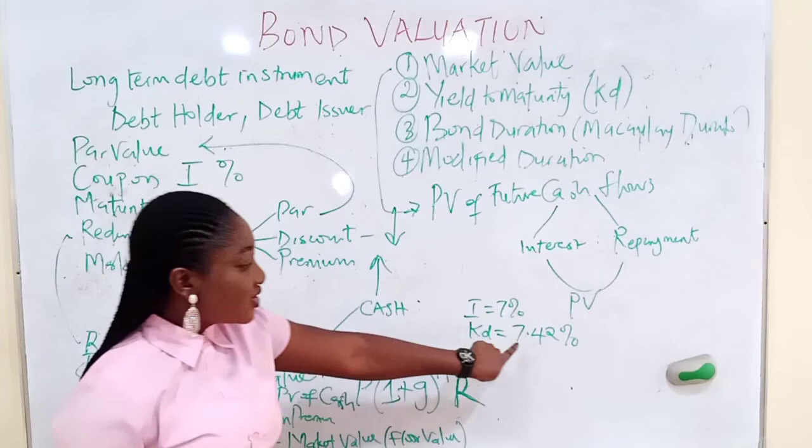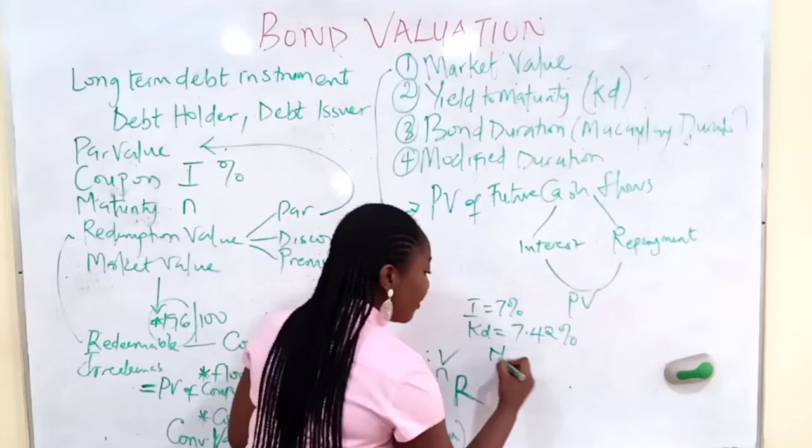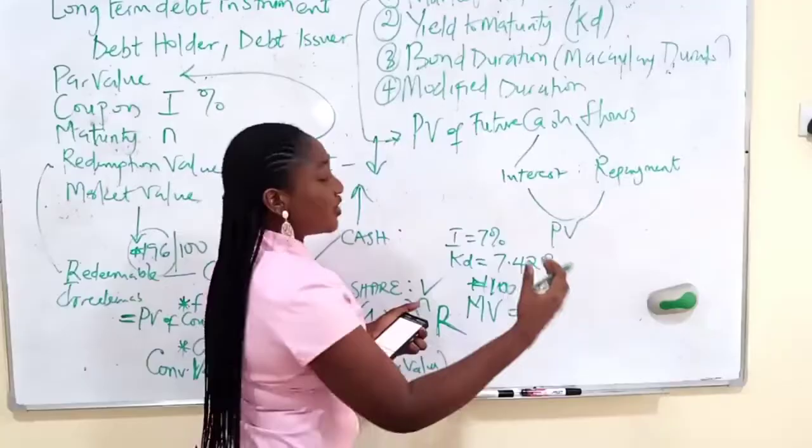See, it's even greater than the interest. It means that this investor, as you can already see from my explanation, will definitely have a lower market value, as in will pay less for a bond of 100 naira. Does it make sense? It makes sense. So let's now solve. They said, calculate the market price of each bond. And I told you, market price or market value of a bond is equal to what? Present value of future cash flows.